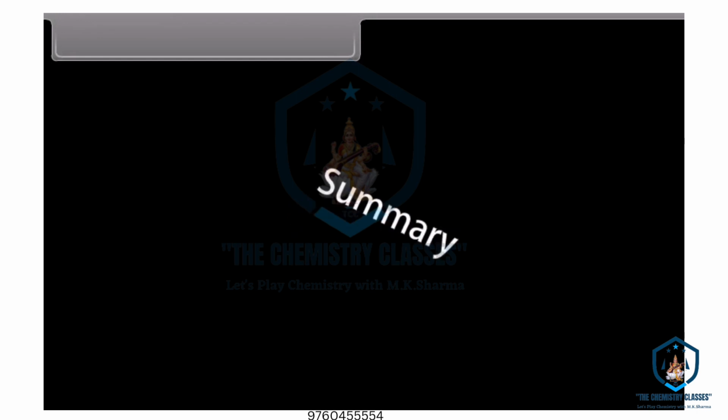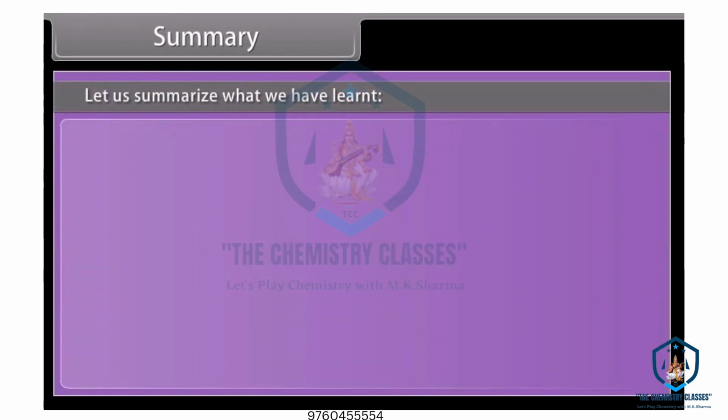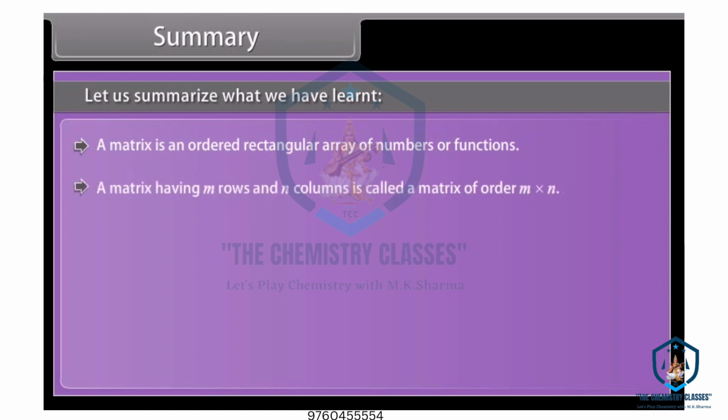Summary. Let us summarize what we have learnt. A matrix is an ordered rectangular array of numbers or functions. A matrix having m rows and n columns is called a matrix of order m by n. A matrix [aij] of order m by 1 is a column matrix. A matrix [aij] of order 1 by n is a row matrix.